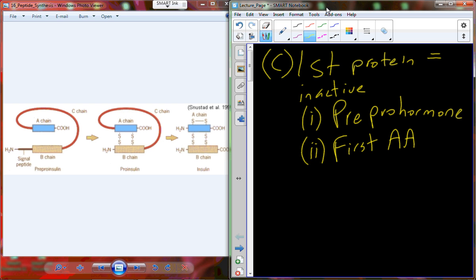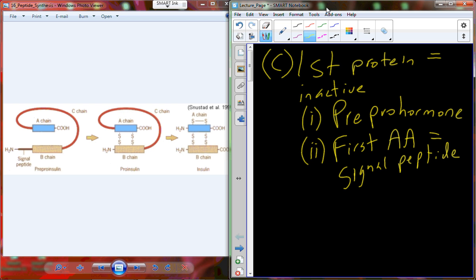So the pre-pro hormone is going to have a first sequence of amino acids. And these first couple of amino acids are actually going to be called a signal peptide. Now, this signal peptide has information in it that will basically say this pre-pro hormone needs to go to the endoplasmic reticulum to be post-processed, or needs to go to the Golgi complex to be packaged up to be released into the bloodstream. So this first amino acid signal peptide sequence is going to direct that pre-pro hormone to another organelle within the cell to get further processing completed.